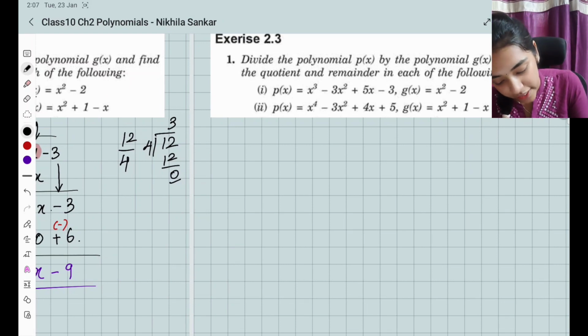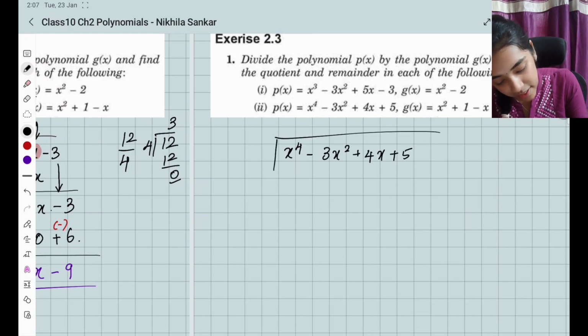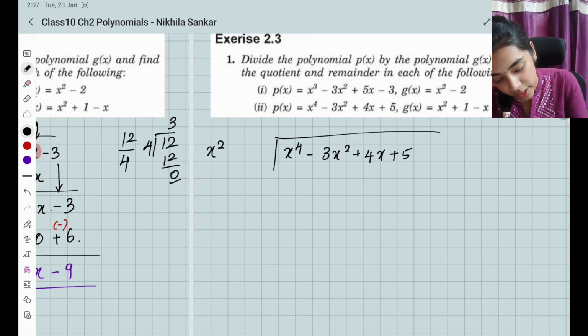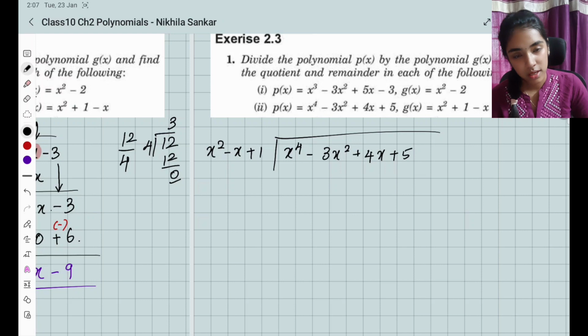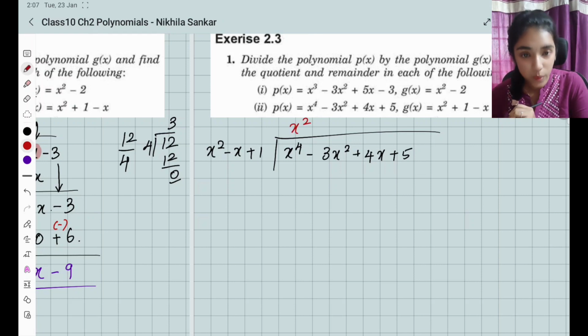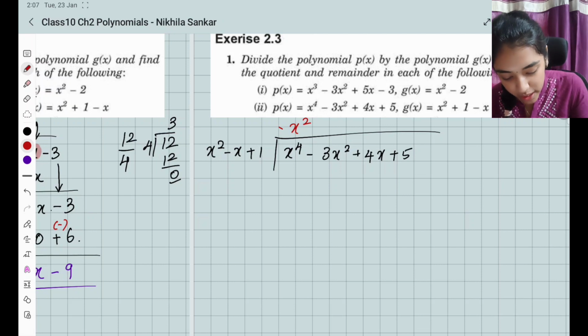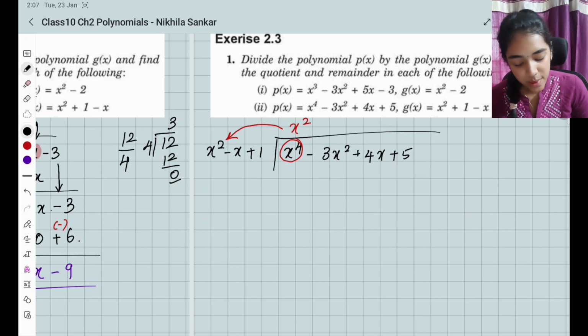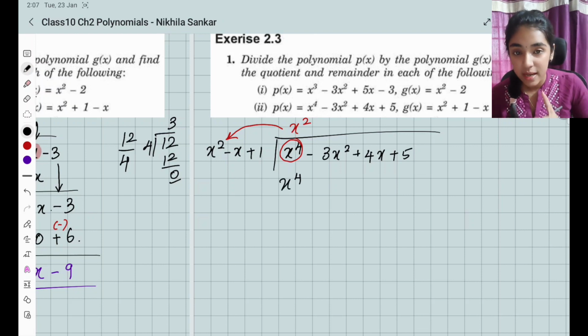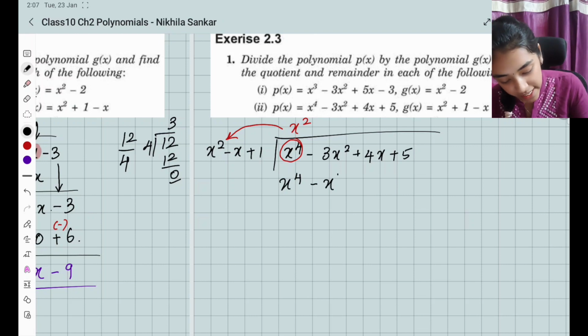So you have p of x, which is going to be x power 4 minus 3x square plus 4x plus 5 divided by x square plus 1 minus x. Let me write this in order first. So you have x square minus x plus 1. Okay, to make the first term 0, what are we going to do? We are going to multiply by x square. Understood? When I multiply by x square, we have x square into x square, which is going to be x power 4. Then we have minus x into x square, so we have minus x cube.